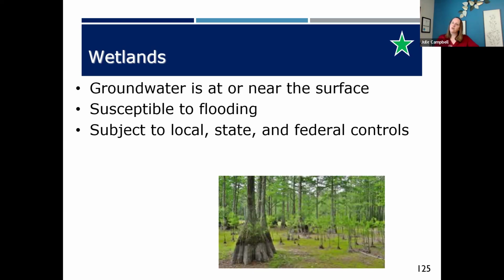Questions, very brief, lots of green stars, but questions on our government regulations?